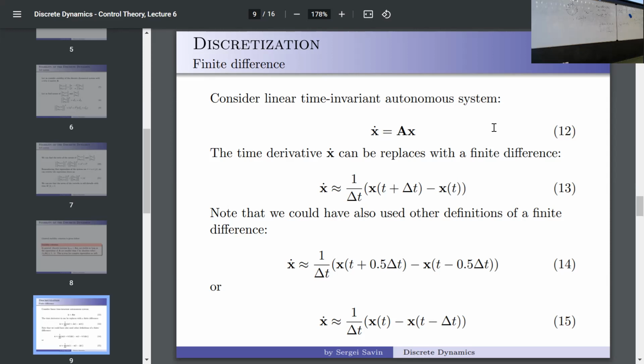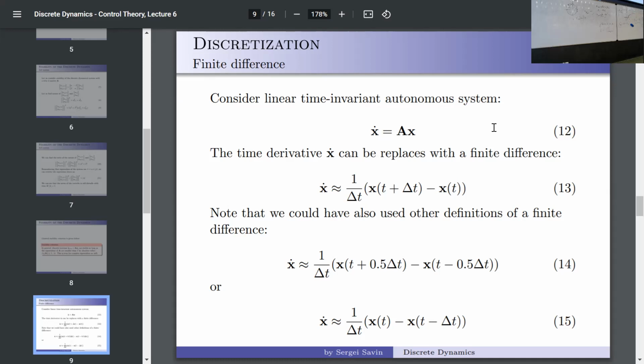Now, we could also define it as expression 14 or expression 15. The difference is just that in the first case, we look forward. We have our current place in time, and we look forward. Let me just draw it. So here's a function. Here's a moment t. First definition is we look forward and we draw it like this. Second definition is we look backwards and draw it like this. And the last definition, we look both ways and draw it like this. All are approximately the same.